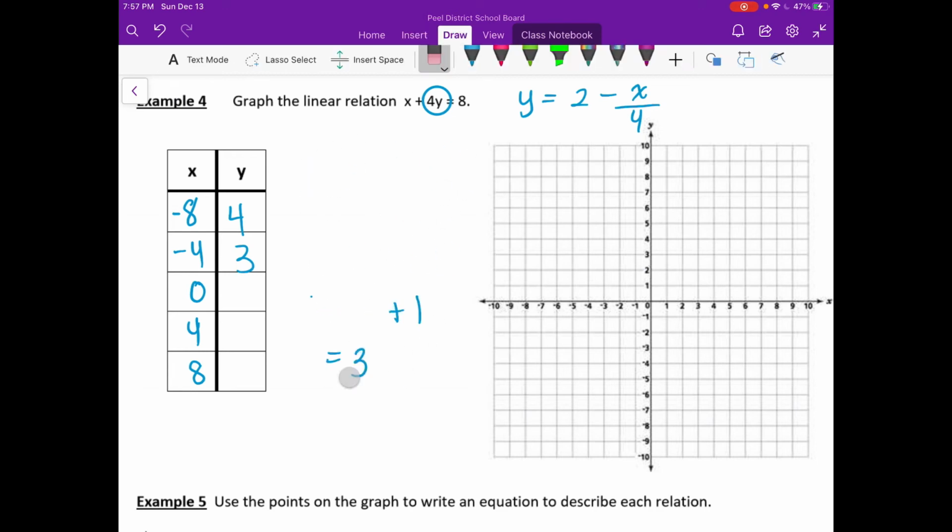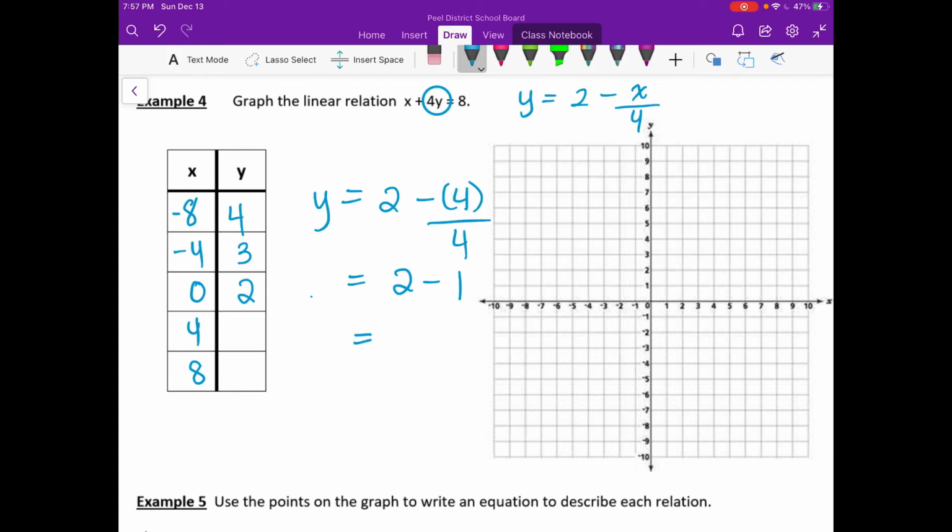Then I'm going to move on. Y equals 2 minus 0 over 4. 0 over 4 is just 0, so I'm left with 2. This is 3. This is 2. All right. And then I'm going to do y is equal to 2 minus 4, and I'm going to make sure that's in brackets, over 4. 2 minus 4 over 4 is just 1.